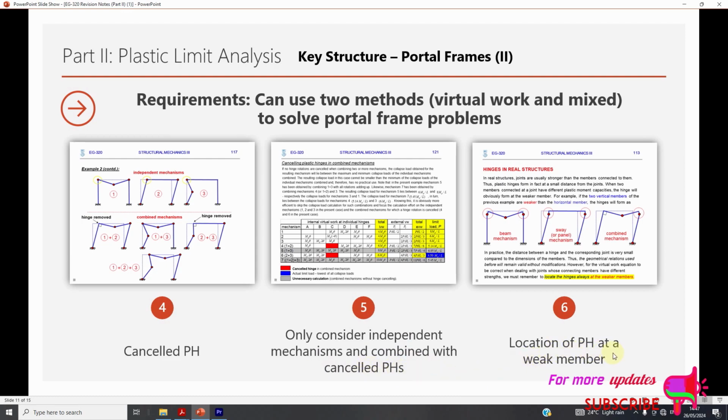Location of plastic hinges at the weak points. In real structures, joints are usually stronger than the members connected to them. Thus, plastic hinges form in fact at a small distance from the joint. When two members connected at a joint have different plastic moment capacities, the hinge will obviously form in the weaker member. For example, if the two vertical members of the previous example are weaker than the horizontal member, the hinges will form as shown.